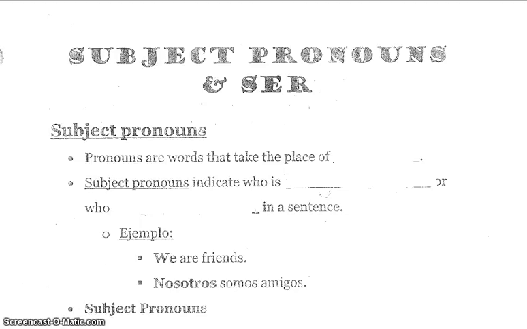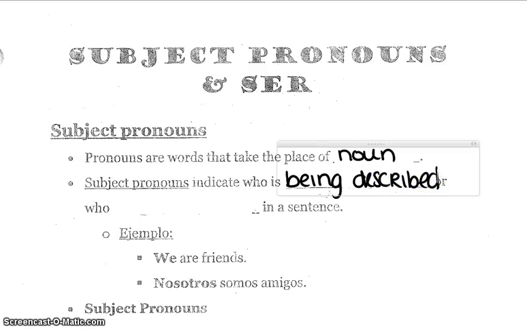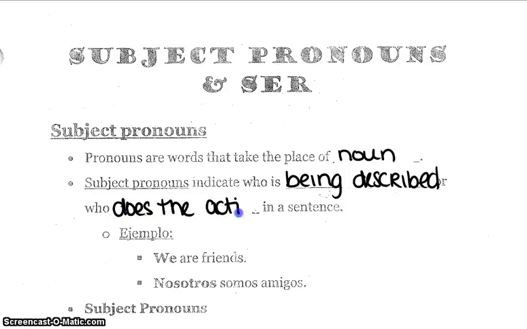To start off, pronouns are words that take place of nouns. So I'll clarify that in a few minutes. A subject pronoun, so not just a pronoun, a subject pronoun indicates who is being described or who is doing the action in a sentence. So for example, if you look at the sentences below, we are friends, the subject is we.